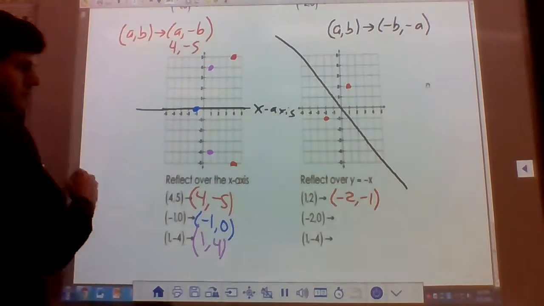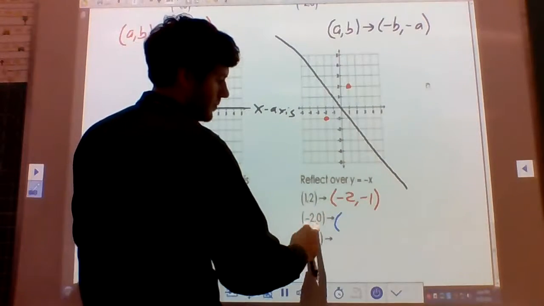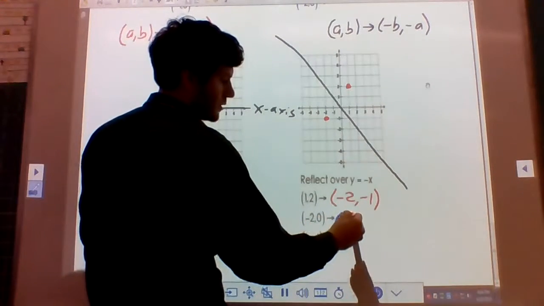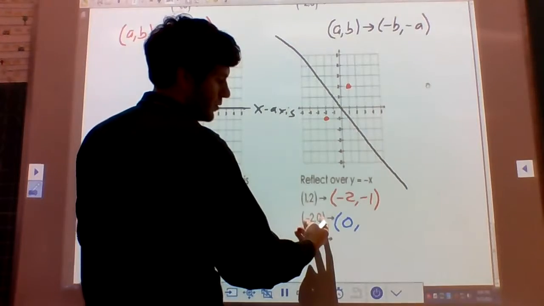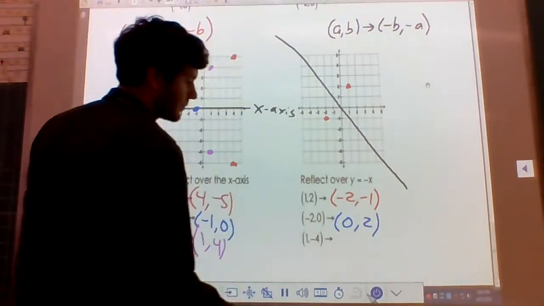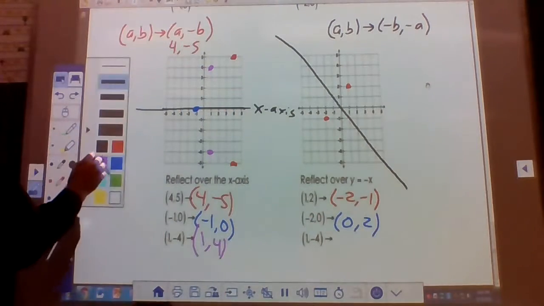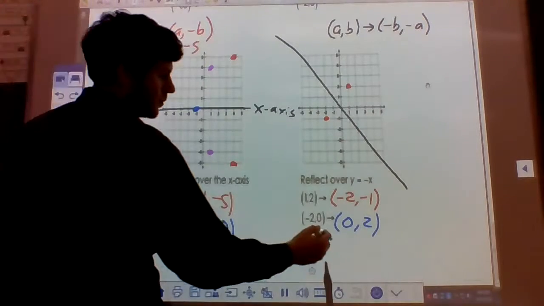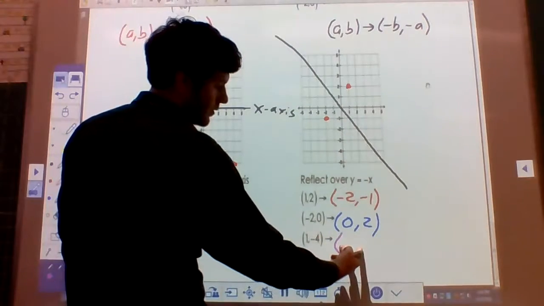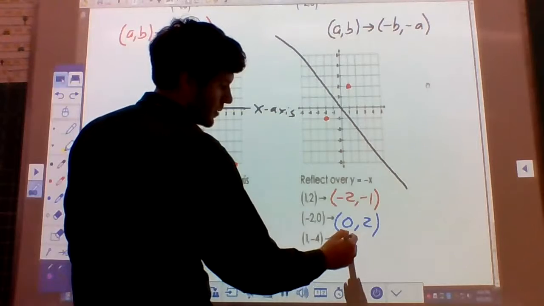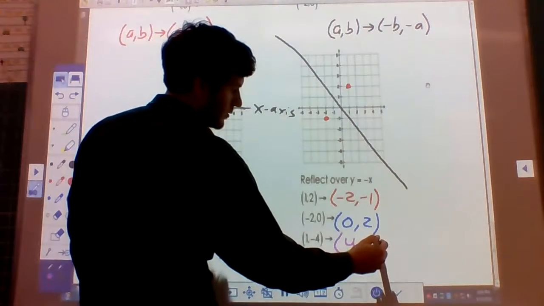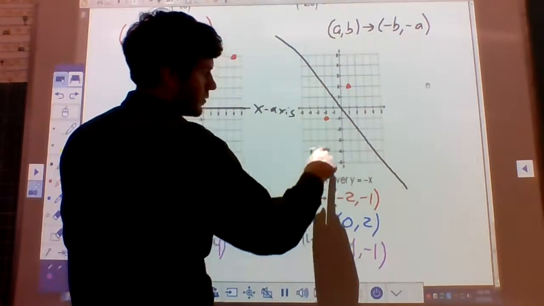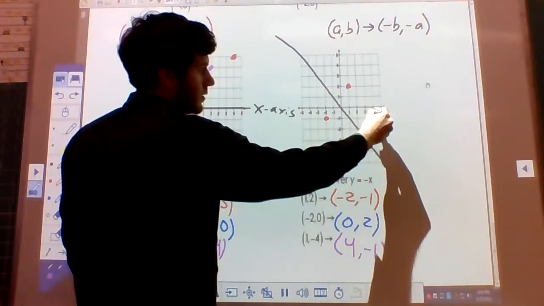2, 0. Flip them, change the signs. So 0 is going to stay 0. Negative 2 is going to become positive 2. Here we have 1, negative 4. So flip them. That's negative 4, 1. Change the signs. Negative 4 becomes positive 4. 1 becomes negative 1. So 4, negative 1.